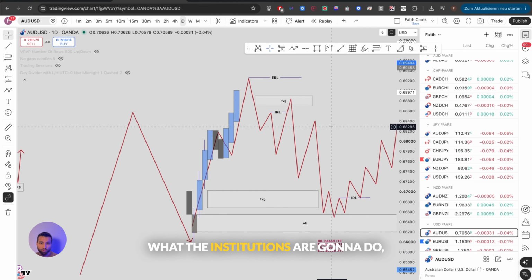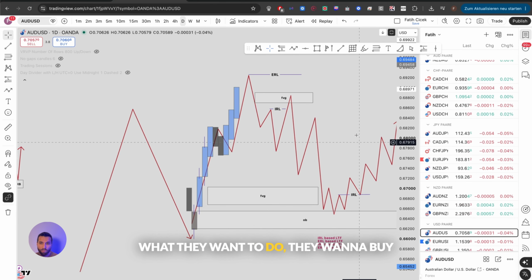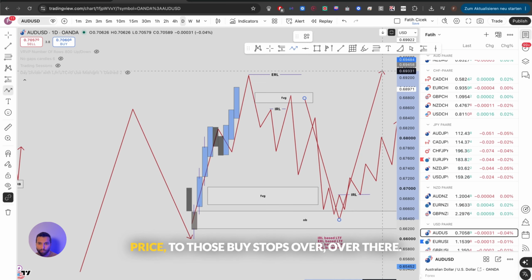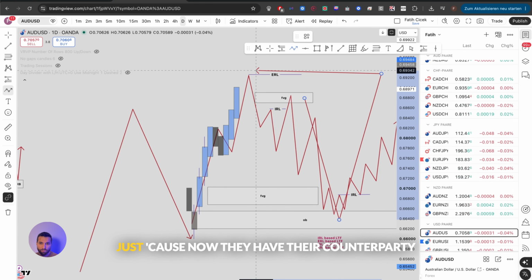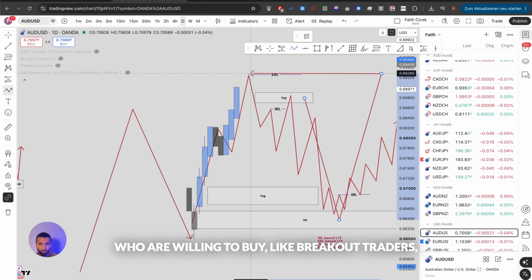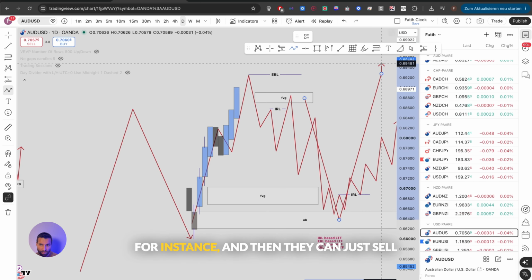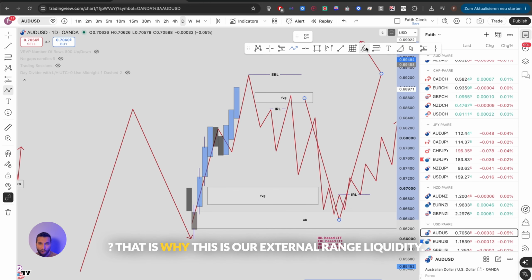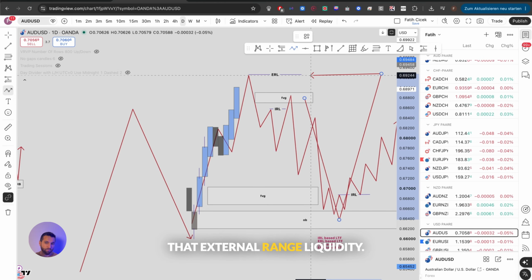What the institutions want to do is buy price low, and then sell price to those buy stops over there. Just because now they have their counterparty who are willing to buy, like breakout traders, for instance, and then they can just sell their buy positions to them and take profits. That is why this is our external range liquidity.